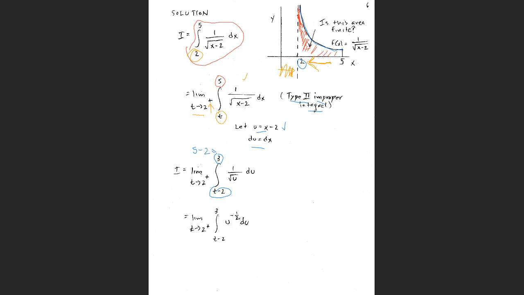And I'm still taking the limit as t approaches 2 from the right. You notice how I carry that limit in the problem. I don't do the problem without bringing the limit along, because we have to recognize that when you're solving an improper integral problem, you're really solving a limit problem.